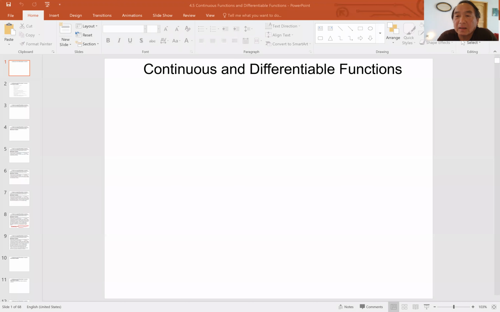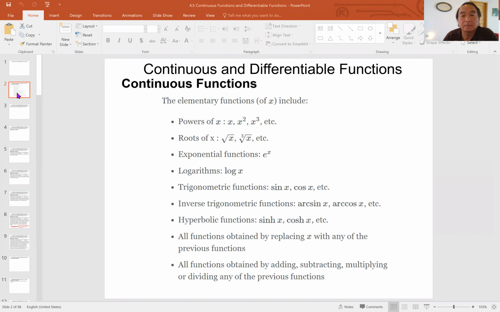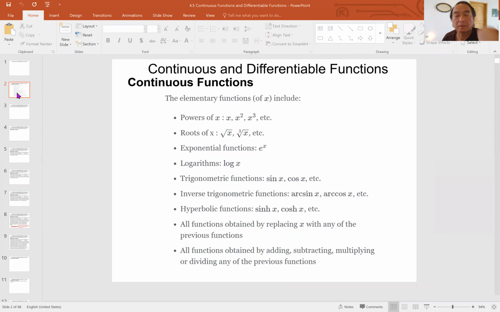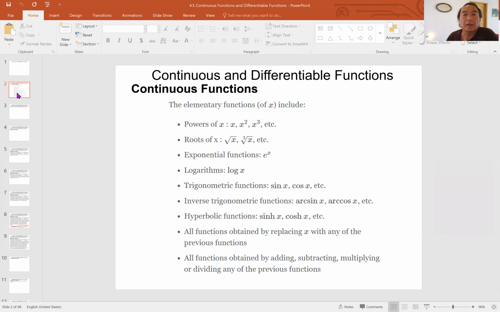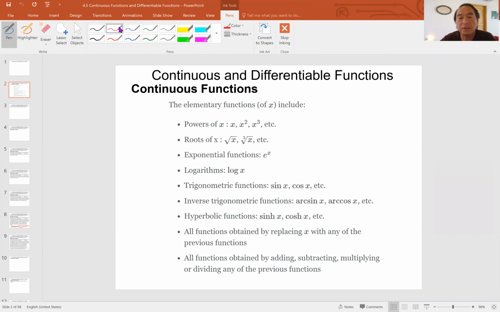Hello, everybody. This is Professor Ma, and these are the summaries on these sections on continuous and differentiable functions. Here's the list of what we call elementary functions. Basically, if we look at it, there are only three classes. You have the algebraic ones, then the exponential and log ones, then all the trig ones, right?